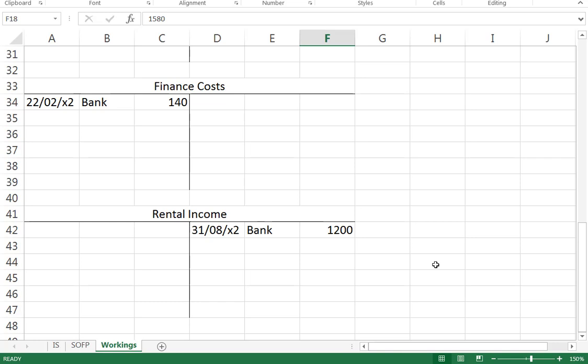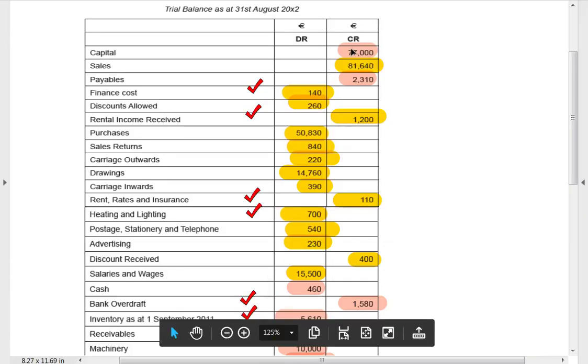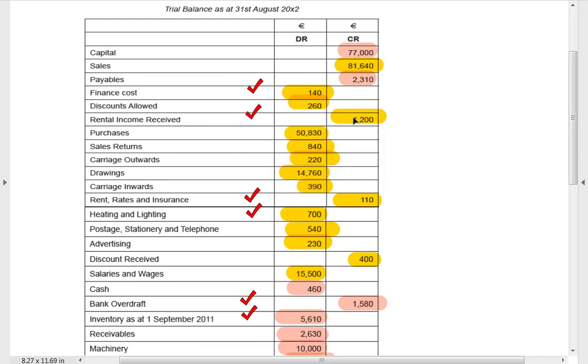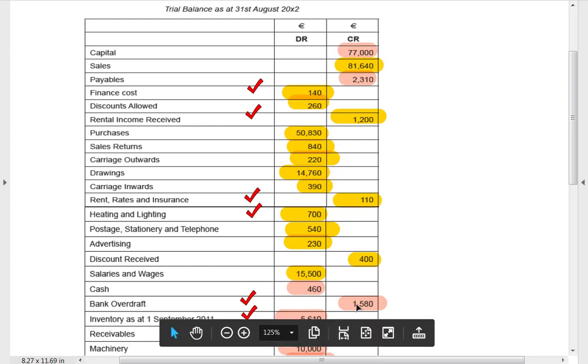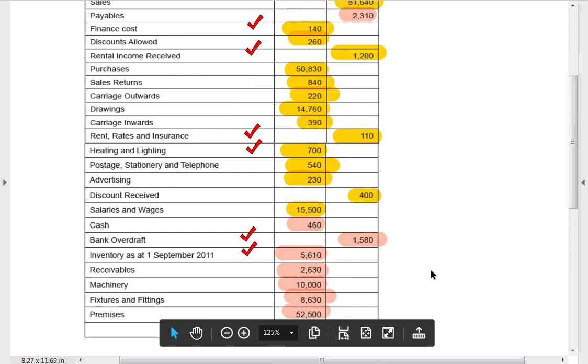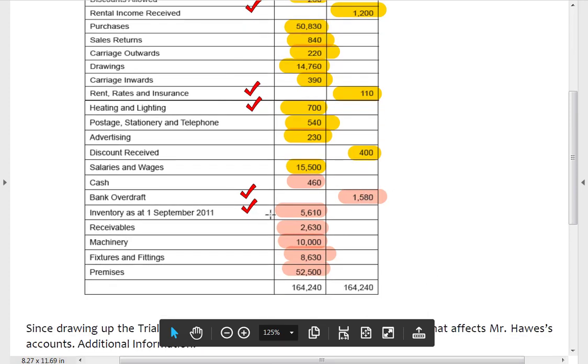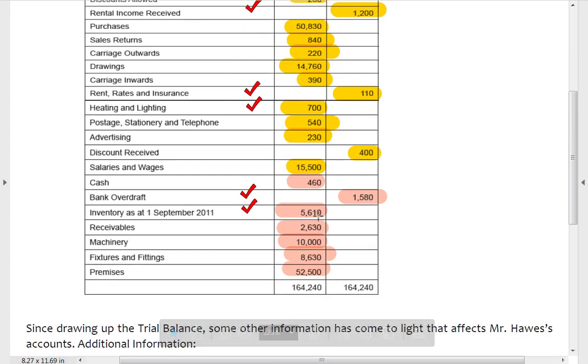From the trial balance, you would literally just open the accounts with the opening balance that you were given in the trial balance. And that's all we've done here for the items that we know we're going to have to adjust. So let me just flick back there so that you can see those numbers. I've got the number for finance costs on the debit side, for rental income received on the credit side, for rents, rates and insurance on the credit side, heating and light on the debit side, bank overdraft, obviously we would expect that as a liability, we would expect it to be on the credit side, and inventory as an asset, we'd expect it to be on the debit side, and there it is.